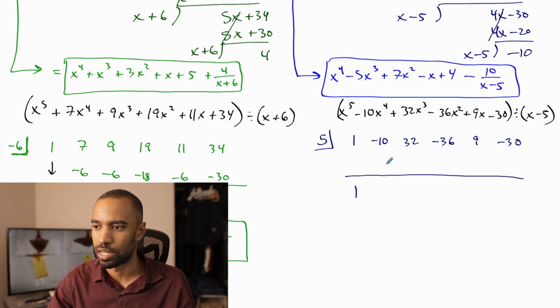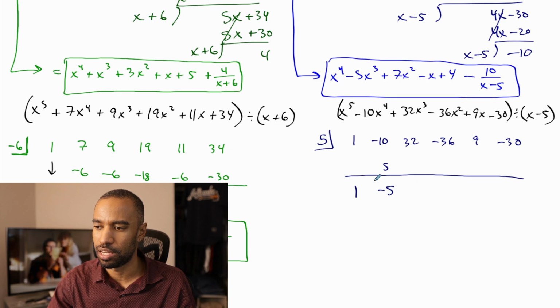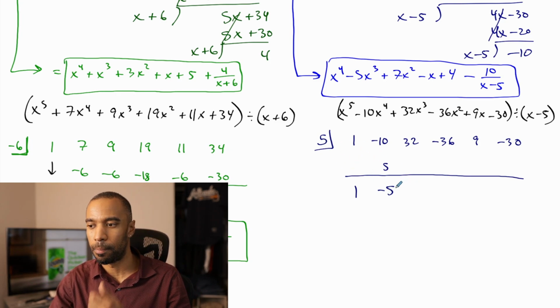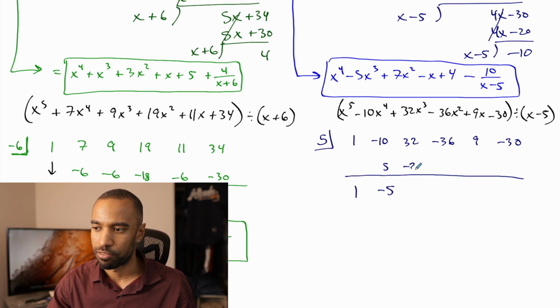Bring down the 1. 1 times 5 is 5. Negative 10 plus 5 is negative 5. I'll slow down a little bit. I'm sure you're following along and you'd like to write as well. Negative 5 times 5 is negative 25. 32 minus 25 is 7.